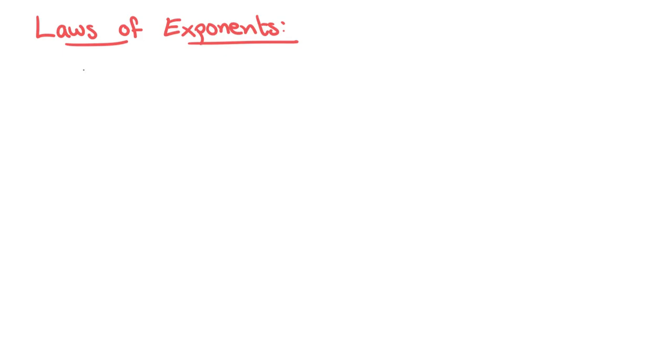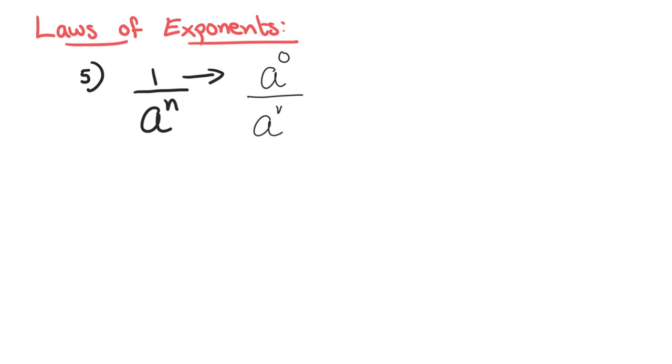Let us figure out another law. 1 over a to the power n. What will this be? Okay, let's try to figure out. Can I write 1 as a to the power 0? We already learned any base raised to the power 0 is 1. So this is a to the power 0 over a to the power n.